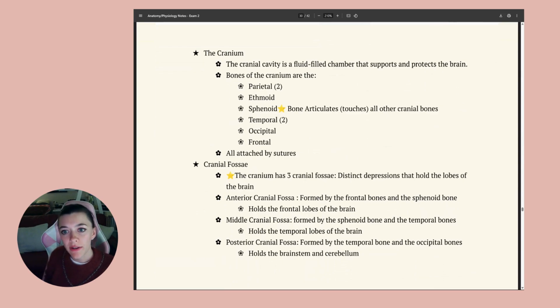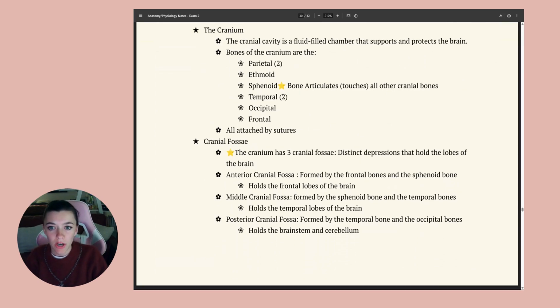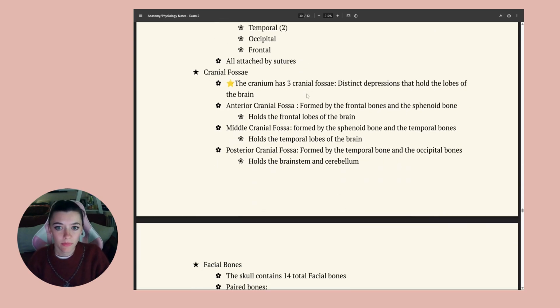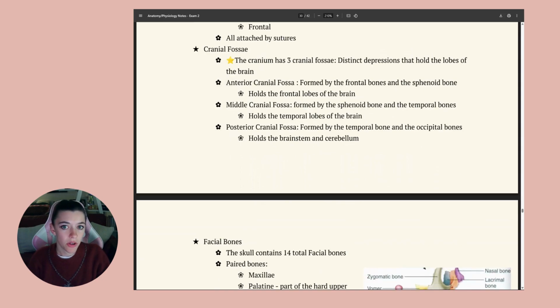The cranial cavity is a fluid-filled chamber that supports and protects the brain. So your brain's sort of floating around there. You've got 2 parietal and 2 temporal bones. An important one to note is your sphenoid, which articulates with, touches, all other cranial bones. And another note: all of these bones are attached by sutures.